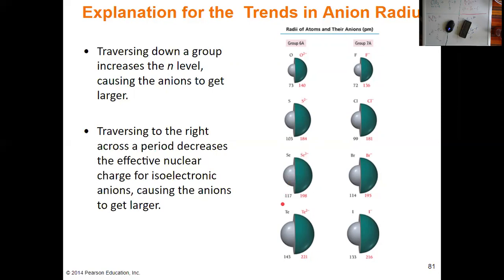Okay, when we're moving from left to right between the neutral atoms, like if we're comparing selenium to bromine here, the decrease is not that large. It's 117 picometers to 114 picometers. But when we're comparing the difference between a selenium neutral atom and a selenium anion, it's 117 picometers to 198. That's fairly substantial.